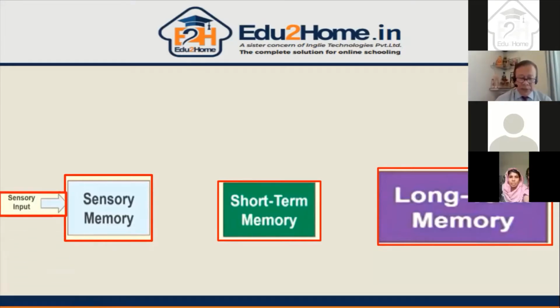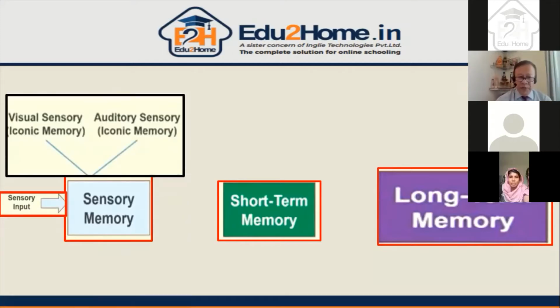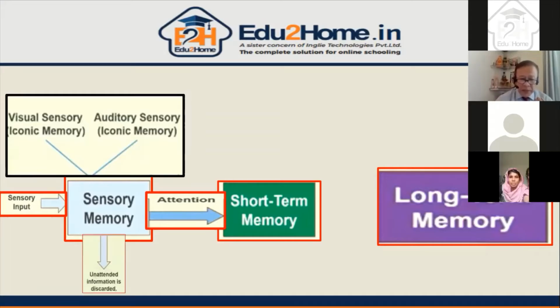So when we talk about sensory memory, the senses like your visual, iconic memory, the visual sensory, auditory memory, that is auditory sensory. That means when I speak something, you can listen and you can put it in your brain. Now, if you are paying attention to that particular visual or auditory or iconic memory, then it goes to the short-term memory. And if you are not attending to that information, it goes to the dustbin.